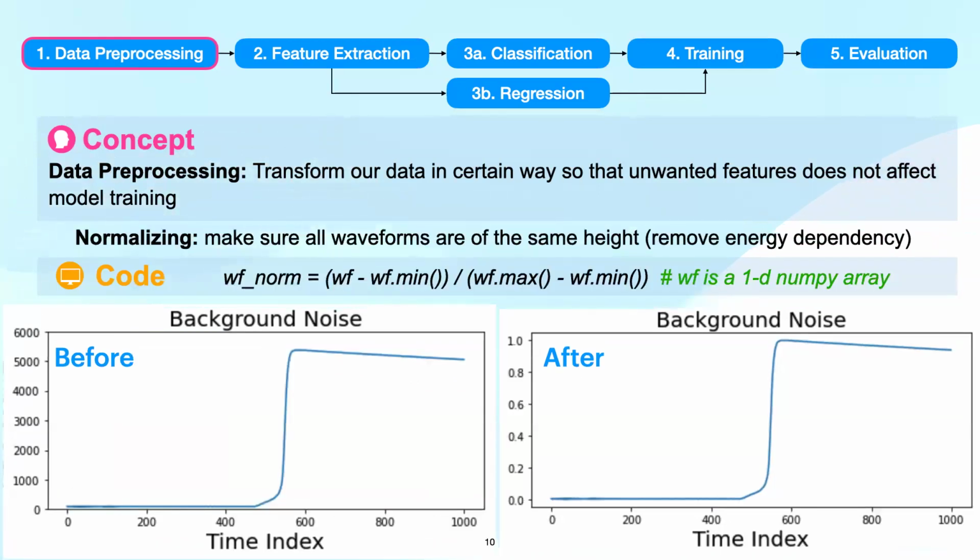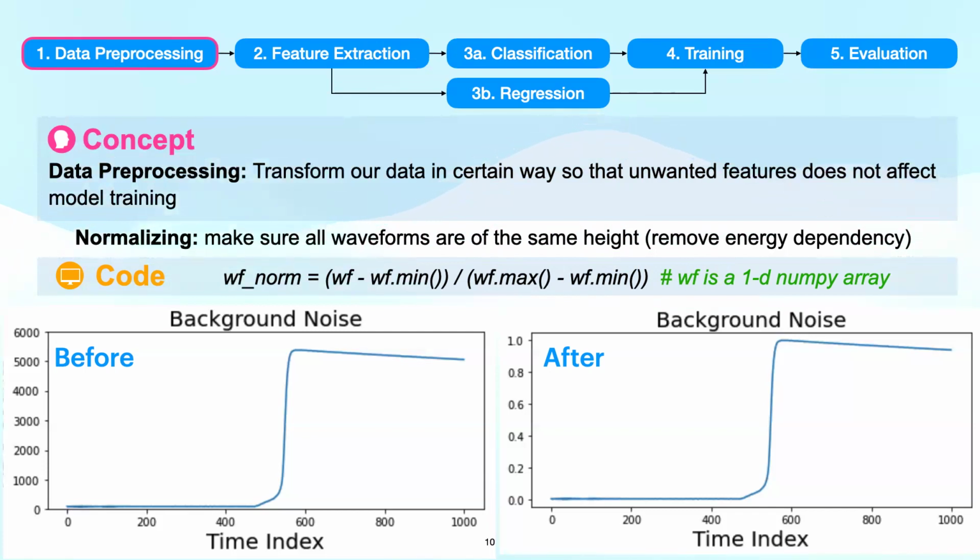The second kind of processing is normalizing. The idea is to make sure that all the waveforms are of the same height, to remove energy dependency, because when we are building a machine learning model, we want to perform classification, background rejection, across all the different energies. The code to do this is very easy. We can just say waveform normalized is equal to waveform minus waveform min, its smallest value, divided by waveform max minus waveform min, so that's the maximum possible value that it can take.